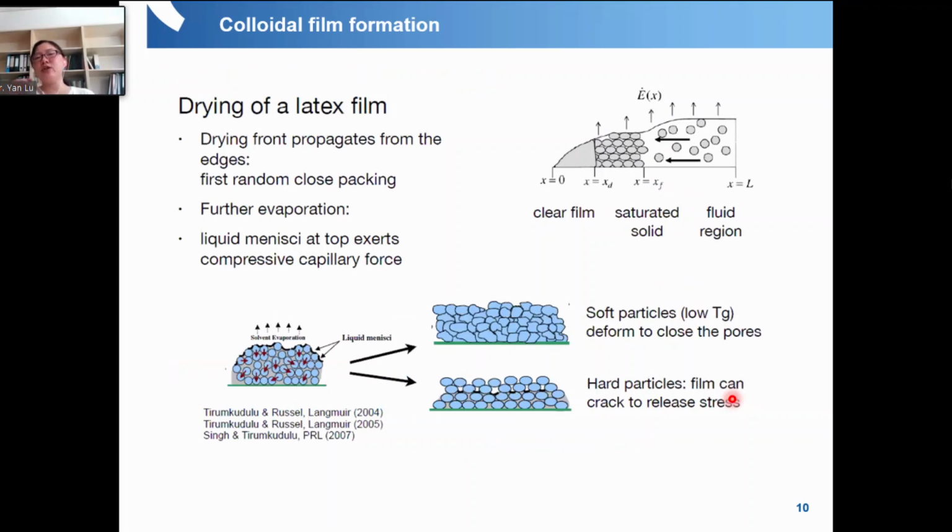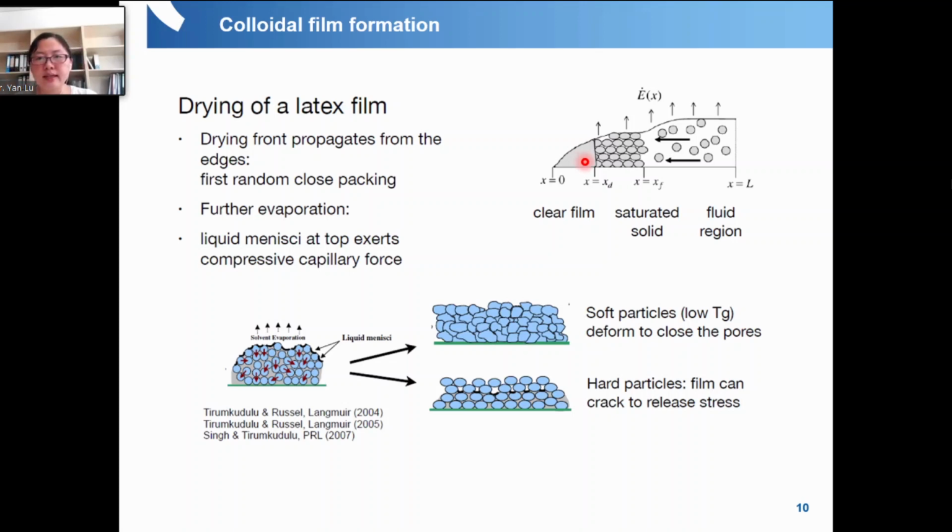So if we go deeper into this evaporation of water, as I mentioned already, at the edge, this is the liquid and air interface, so the edge will dry first. And then the particles try to move there, and they will form a kind of random close packing of such colloidal particles. And then, of course, water will further evaporate.